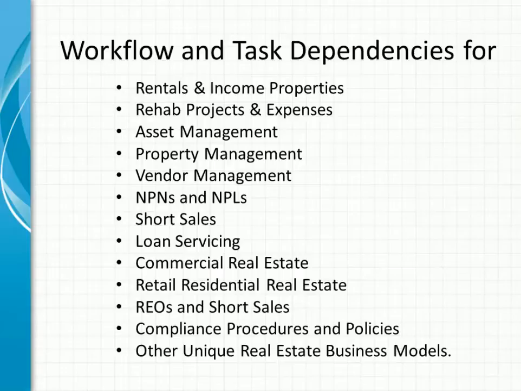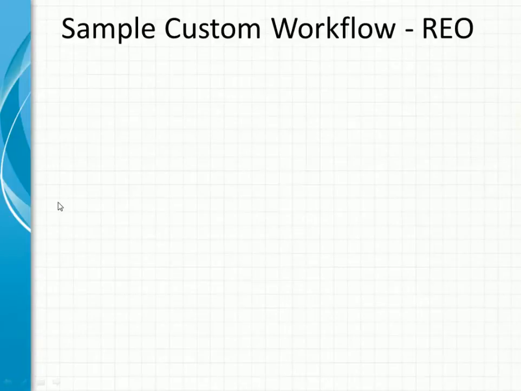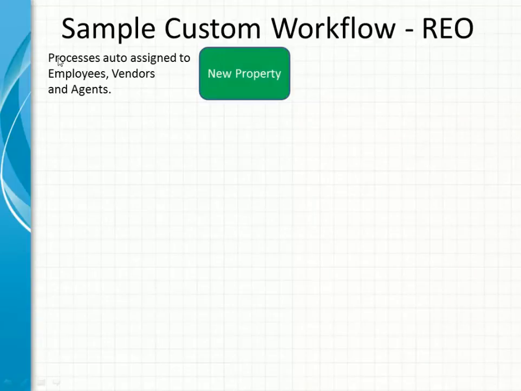Really, these task flows and business models can be customized in the system by our end users using the very simple user interface. Let's look at a couple custom workflows. Here's a sample for REO. These processes automatically assign to employees, vendors, and agents. So keep in mind you're going to see different boxes and events happening here. And what you're able to do is configure who receives these tasks, these email alerts, these recurring events, and you set up and configure it to match exactly what your business model is.